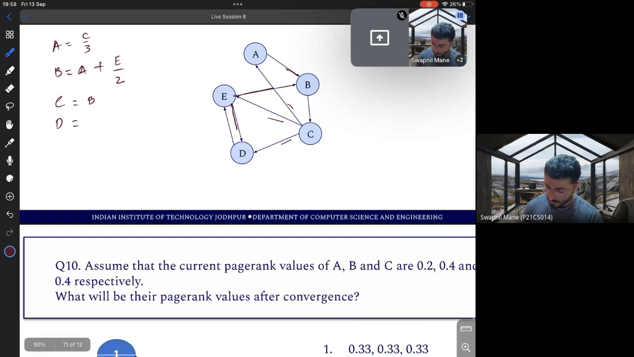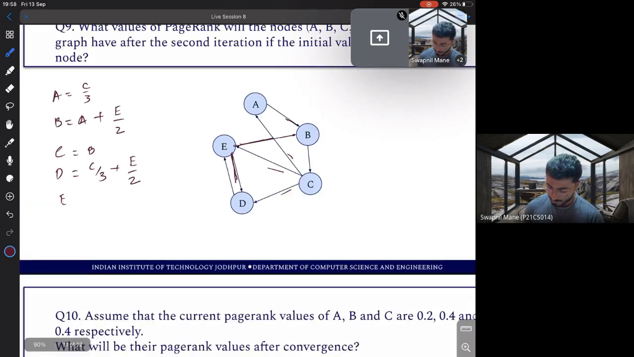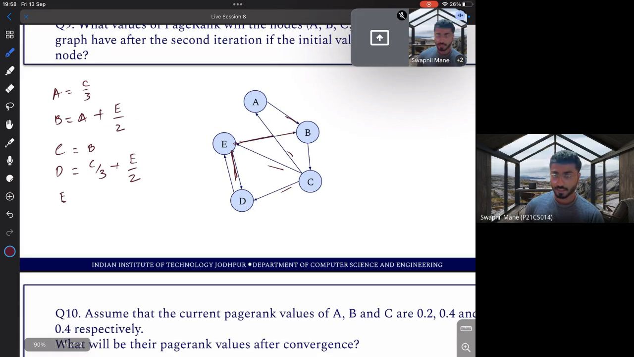Then how are we updating the D value? You can see we are getting two incoming edges for D, from E and C. But C is divided among the three, so C divided by 3, and E is divided among the two outgoing edges, right? So we are getting C divided by 3 plus E divided by 2, right? Then E. If I am going somewhere wrong, please let me know, okay?